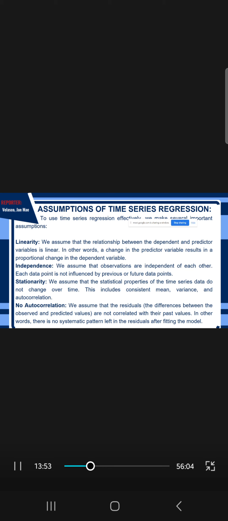So, meaning these assumptions are like a set of rules to ensure the reliability and accuracy of your predictions. So, they guide how you should analyze your time series data, making sure your model doesn't mistakenly find patterns that aren't real or make predictions based on flawed assumptions. So, following these assumptions helps make your statistical analysis more trustworthy for understanding and predicting real world phenomena.